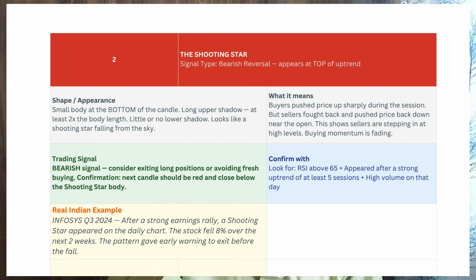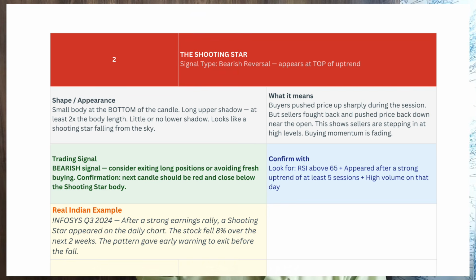Then the next pattern, the shooting star. Signal type: bearish reversal, appears at the top of an uptrend. Shape: small body at the bottom of the candle, a long upper shadow or wick, at least 2x the body length, with little or no lower shadow. It looks like a shooting star falling from the sky.